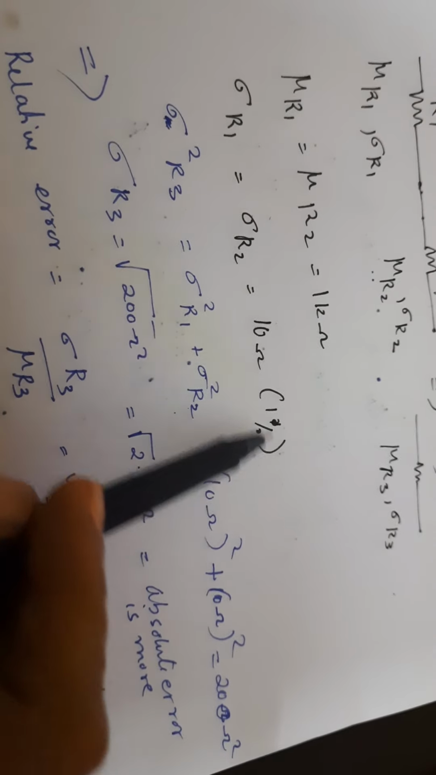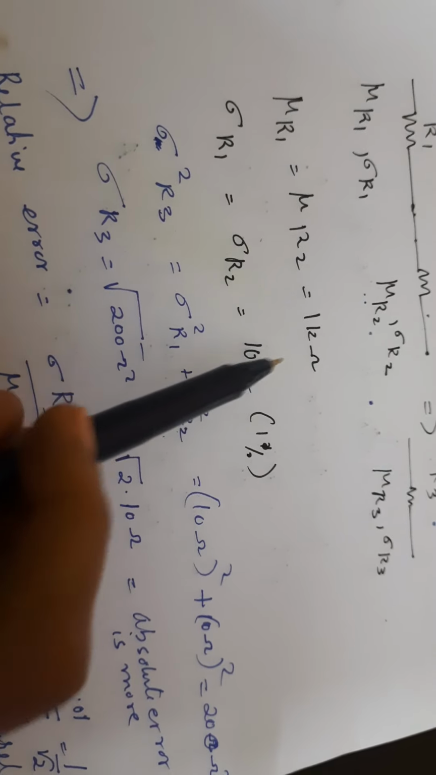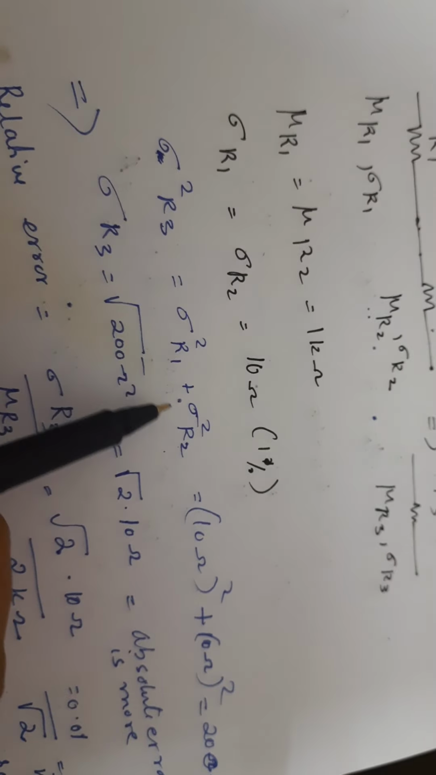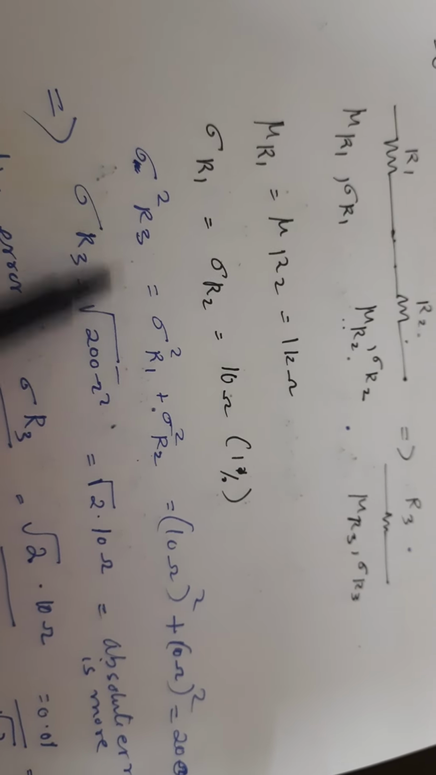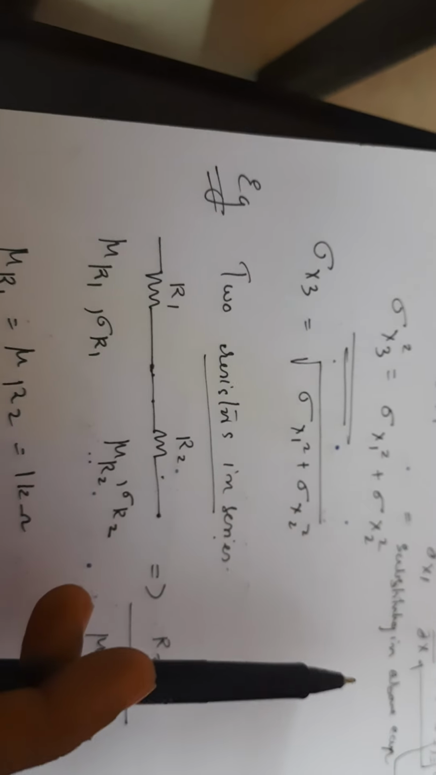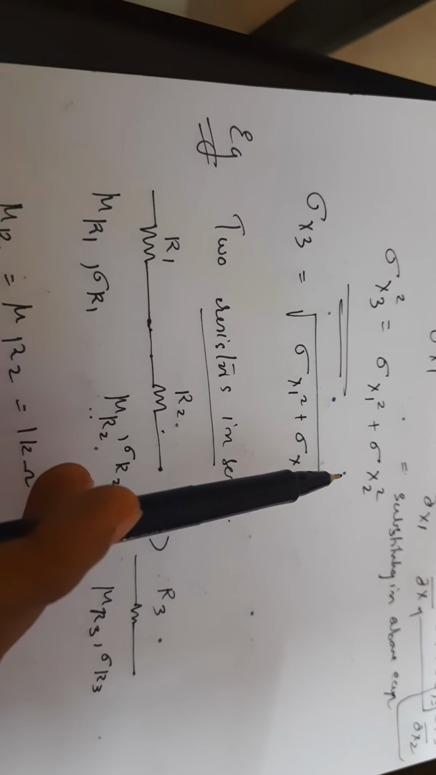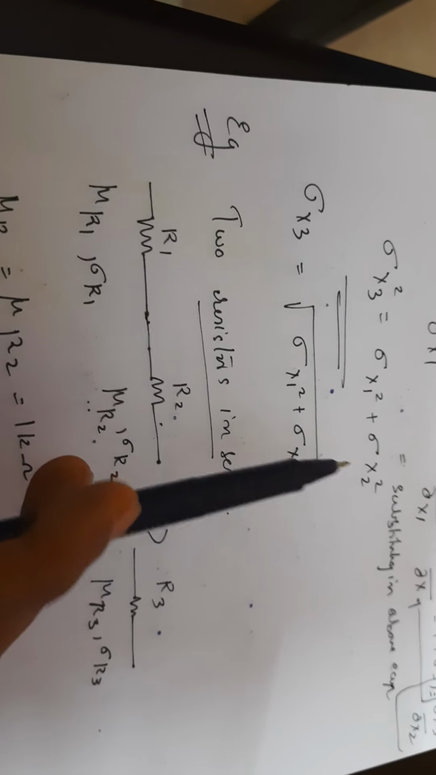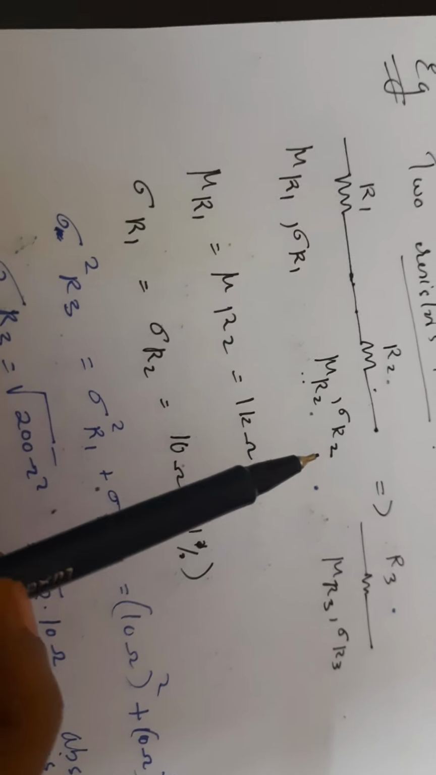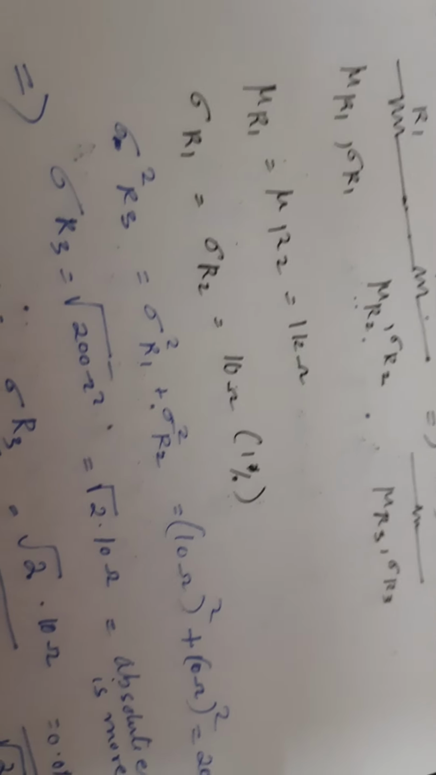Yeah, so this is 1% error from the real value. Now sigma square R3 is equal to sigma square R1 plus sigma square R2. How are we adding this? Because here we already derived that in the case of two independent variables, we can directly add the variances. So here we are directly adding, because we know that the resistances are independent of each other. The values of the resistances are independent of each other.